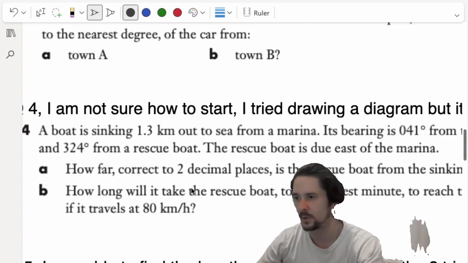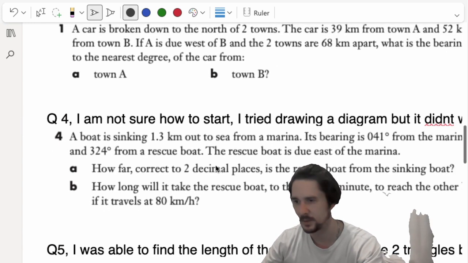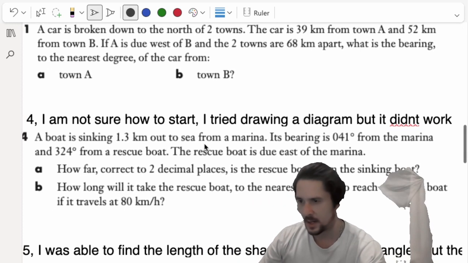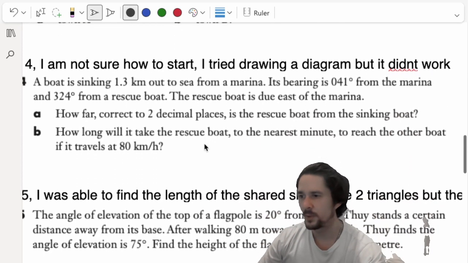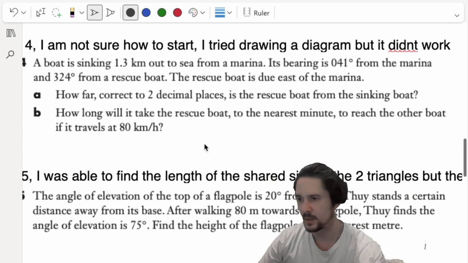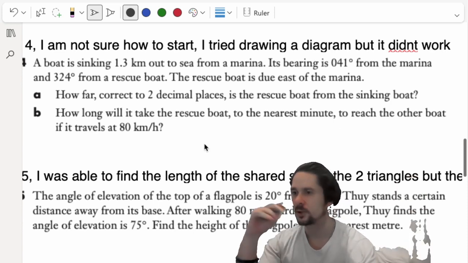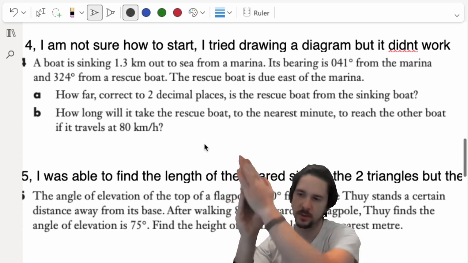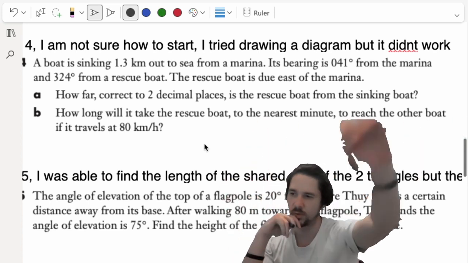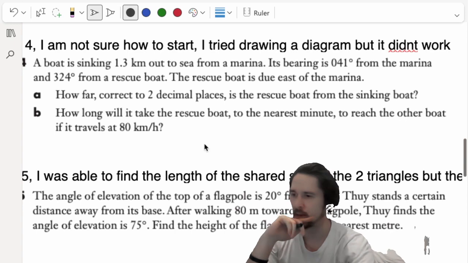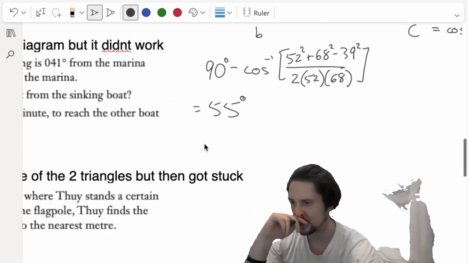Okay, so let me make this a bit smaller. A boat is sinking 1.3 k's out to sea from a marina. Its bearing is 41 degrees from the marina and 324 degrees from a rescue boat. The rescue boat is due east of the marina. So its bearing, that's a 3-figure bearing, so we're kind of northeast from the marina to the boat. Okay, so let's start with a diagram.